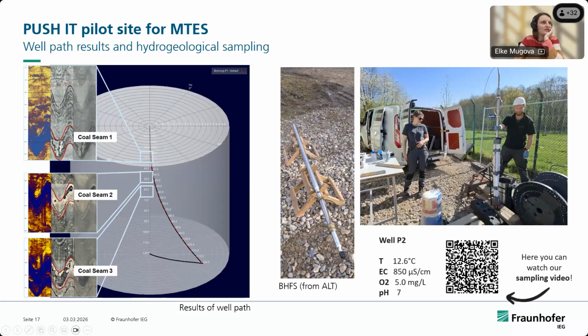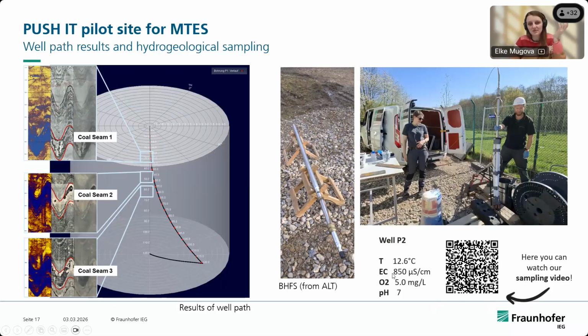First, we had a bit of a makeshift sampler, which also worked very well, but then we ordered a depth-dependent sampler. So from now on, if we, for example, want to measure in a flooded shaft, we can also measure at different depths. But interestingly, while I talk, you can also scan this video. It's a little video where you can see the sampling work.